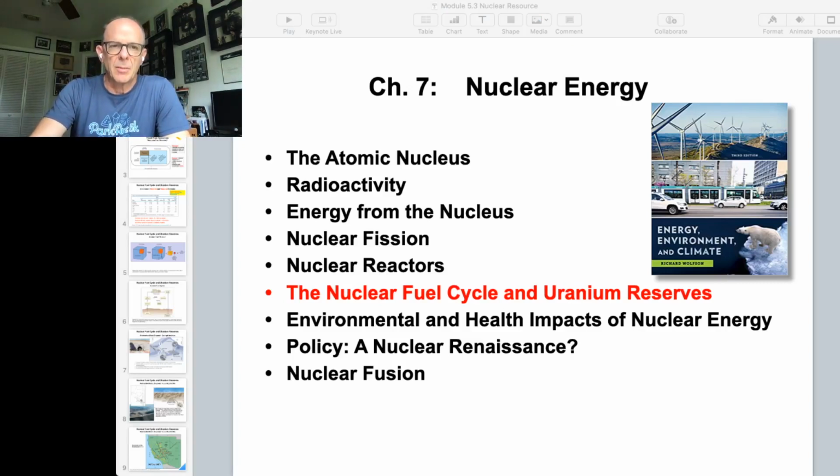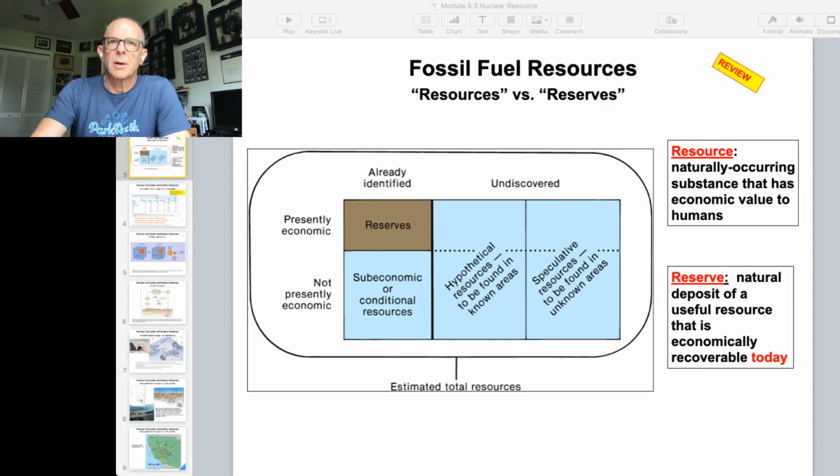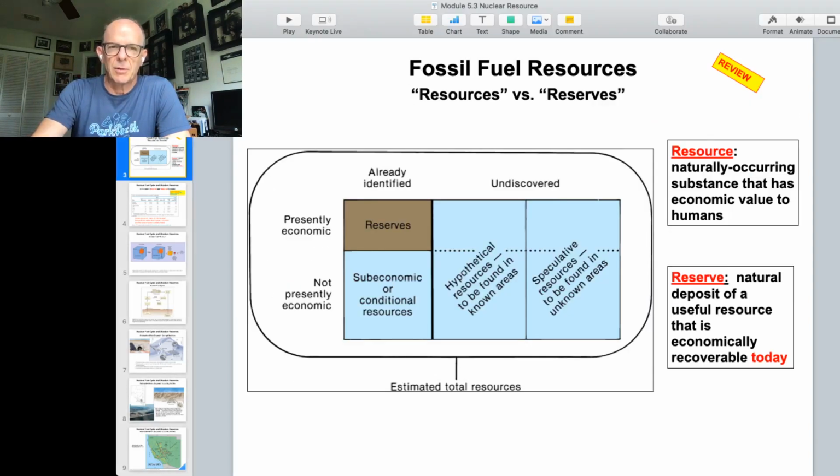So let's talk about how much uranium is available as a power supply. Remember, we've previously defined the concept of a resource. That's the total amount of some resource that's potentially retrievable. So in this case, it would be the total amount of uranium that is hypothetically retrievable by humans.